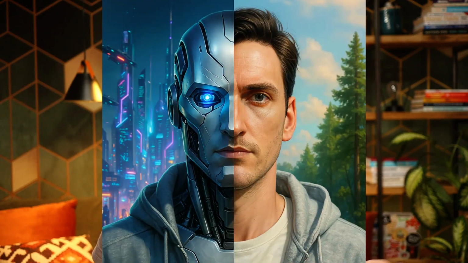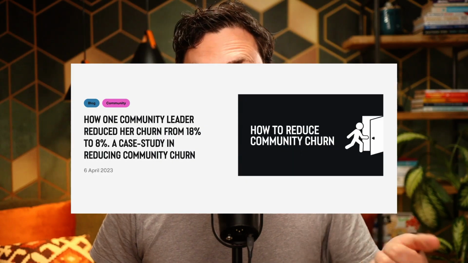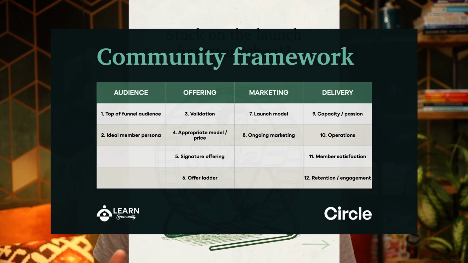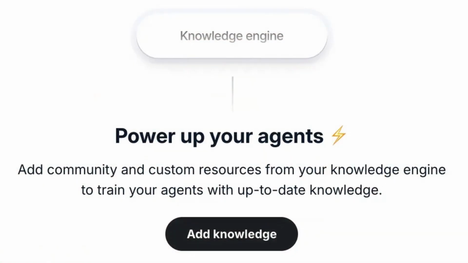I'm currently in the process of setting up Tom AI inside my community. This agent will not only access all of my knowledge inside the community, but also every blog post, social media post, newsletter, and workshop I've ever given. This all gets uploaded into my community's knowledge engine, so my members can access my best frameworks, knowledge, and IP 24/7.